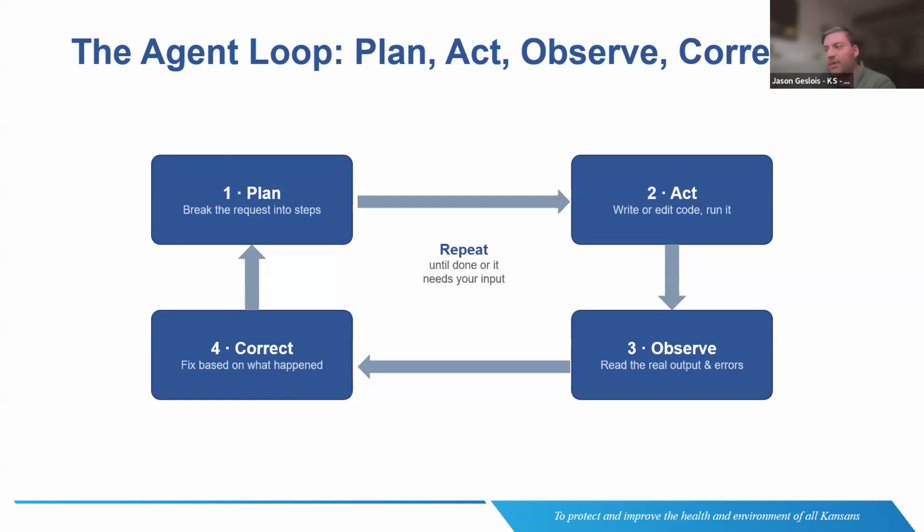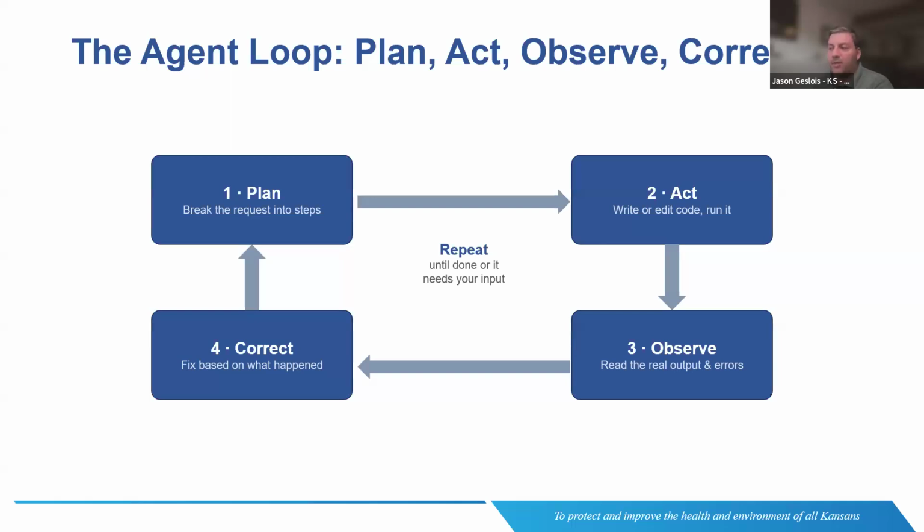It does one step, it writes or edits the code or runs a command on the code as it needs to. And step three is observe. This is the part that makes it agentic. It looks at the actual result that it processed. Did the app start? Did R throw an error? What did the error say? And then step four is correct. Based on what really happened, not what it guessed would happen, it changes the code.